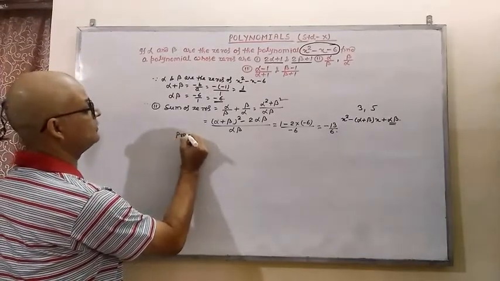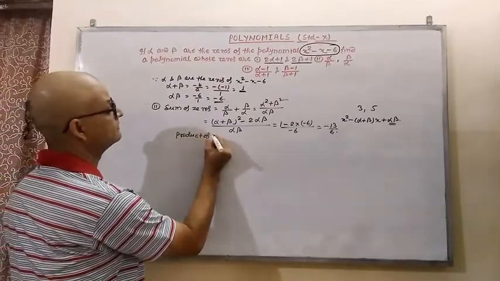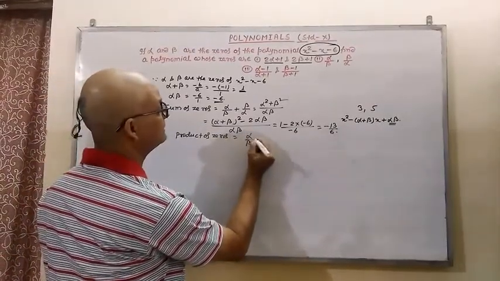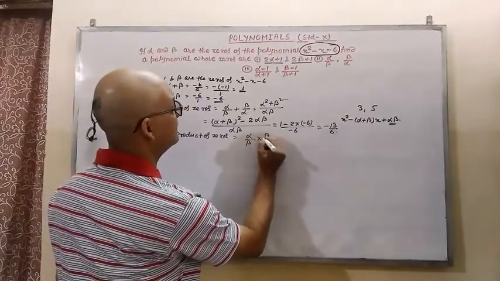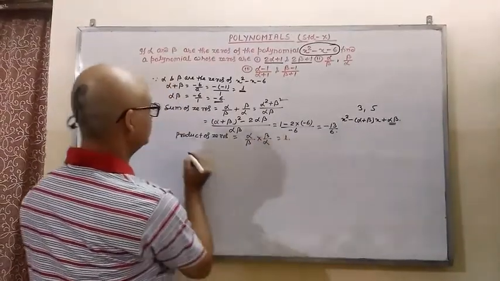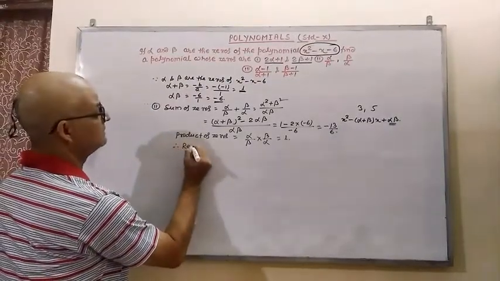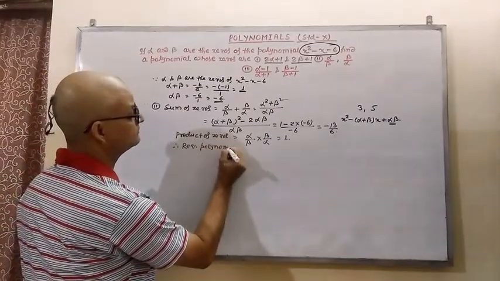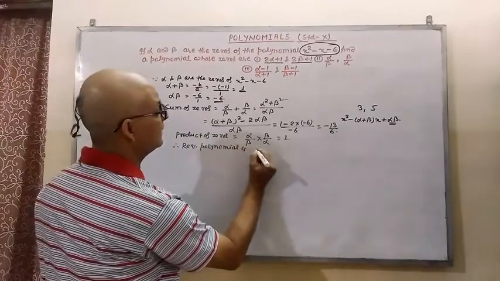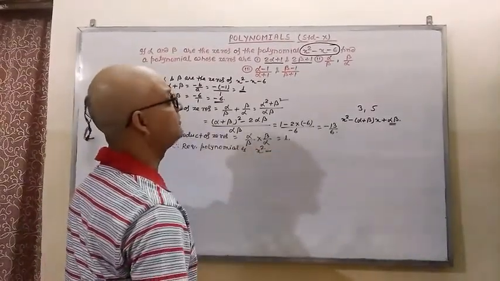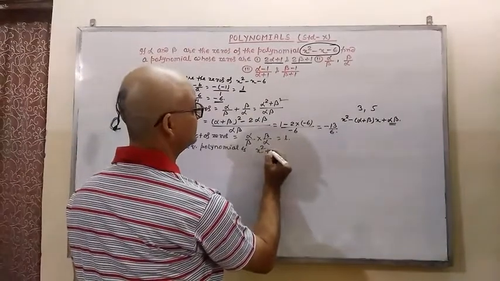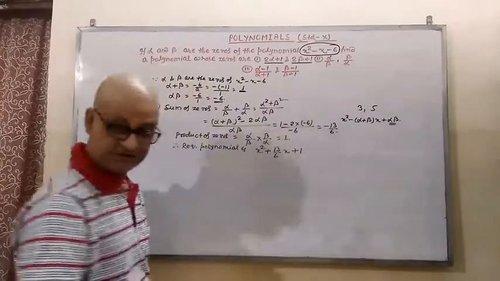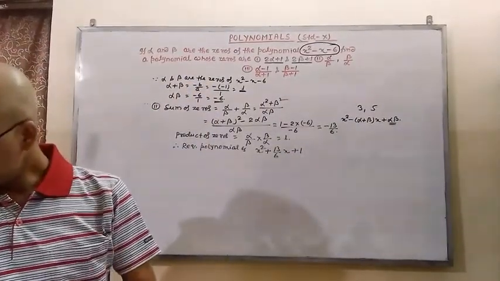Similarly, product of zeros is equal to alpha by beta into beta by alpha, that is 1. So therefore, the required polynomial is x square minus sum of zeros. So minus minus, plus 13 by 6 x plus 1. That is the required polynomial.